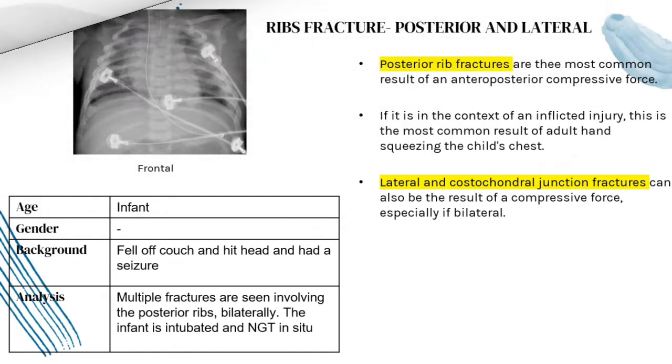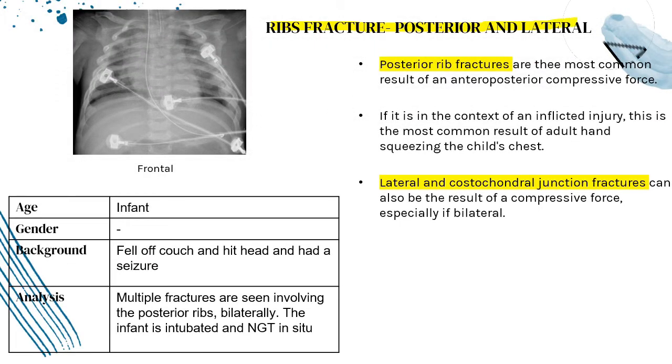The third case, we're going to look into rib fractures, which are posterior and lateral. However, I was only able to find the frontal view, and this is from an infant of unknown gender. The background of the case is that the infant fell off the couch, hit its head and had a seizure. The analysis found multiple fractures involving the posterior ribs bilaterally, and the infant is intubated.